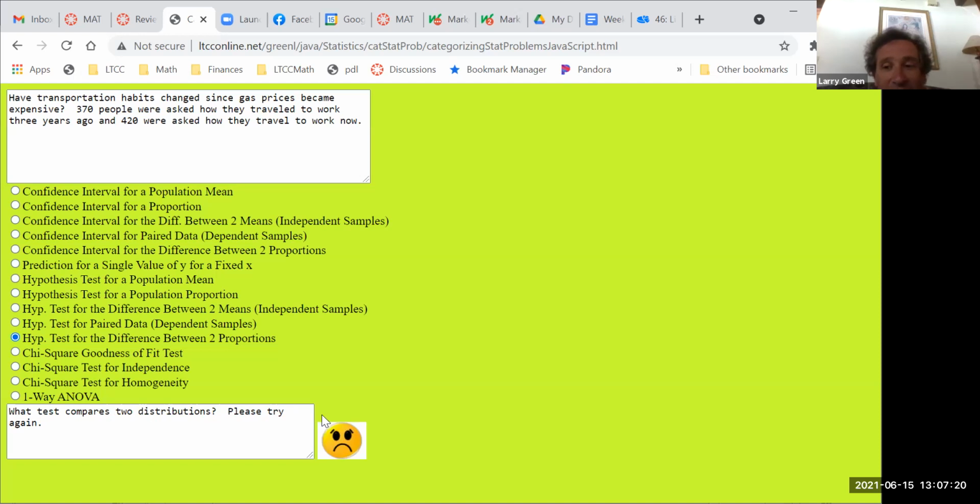And the most important thing is to read what it says. Don't just see the sad face and know you blew it. Instead, there's a little AI built into this, and it'll see what you did, kind of guess what your mind was thinking wrong, and help you lead your way to the right thing. So it says, what test compares two distributions, right?